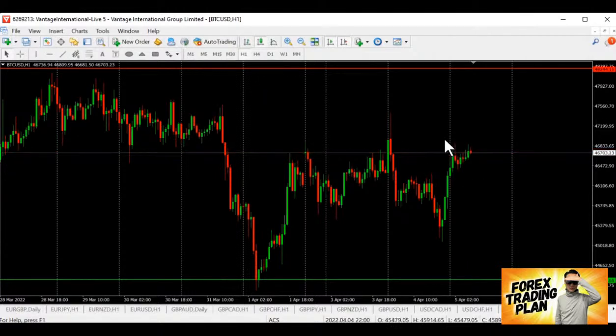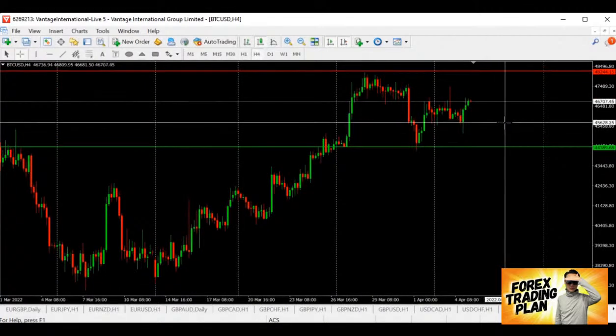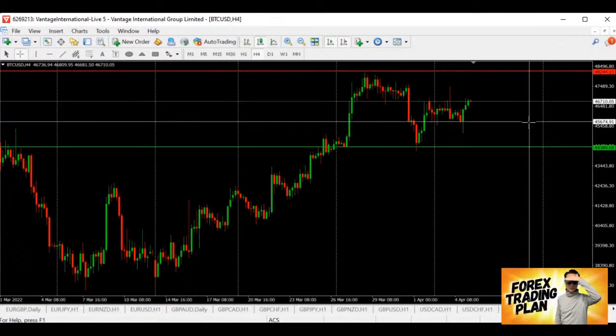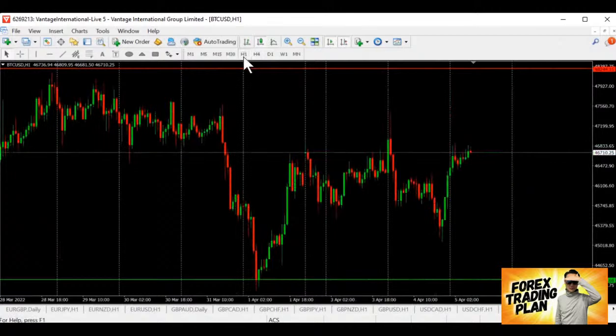Buying signal when it comes to H4. I guess the buying signal should be around here. No, sorry, it should be here. There's a buying signal over here, this part here. Buying signal. Let me place one line here.